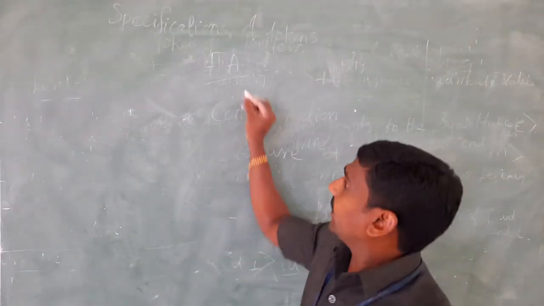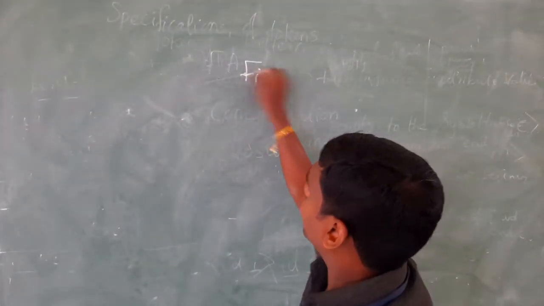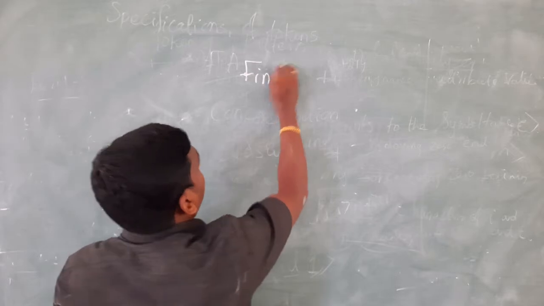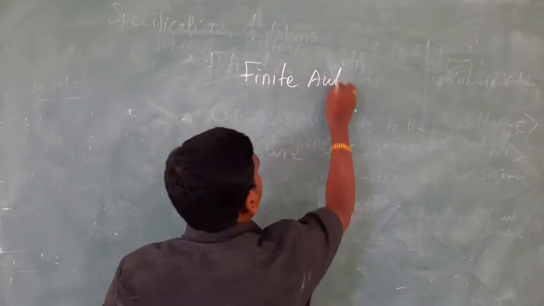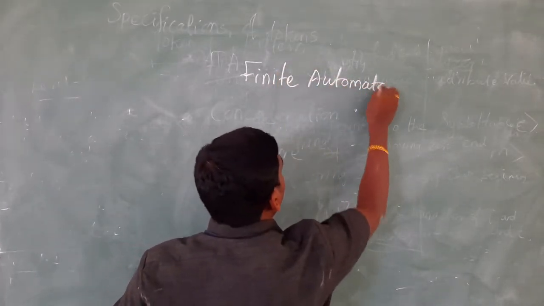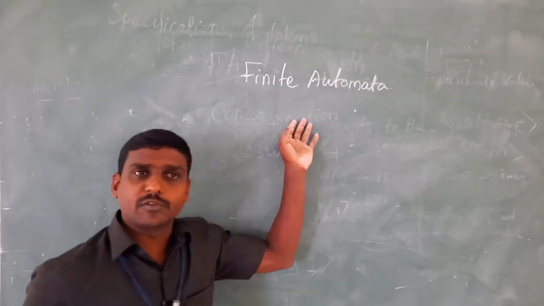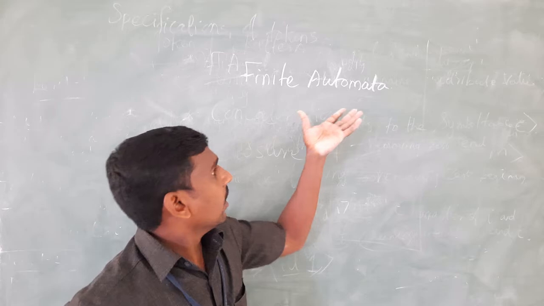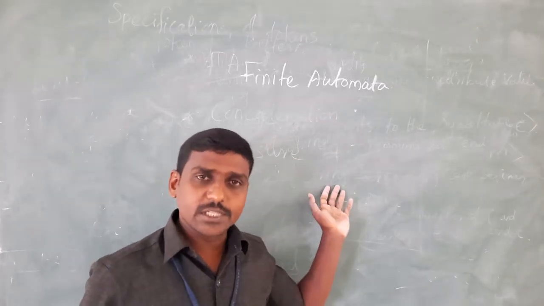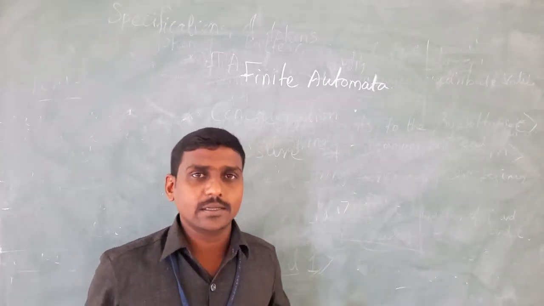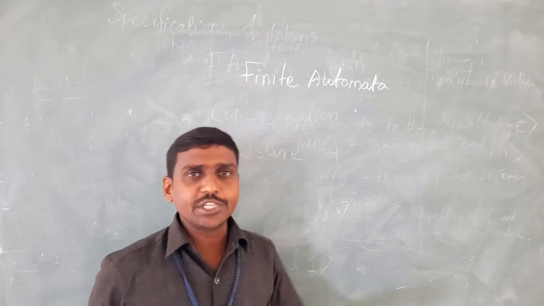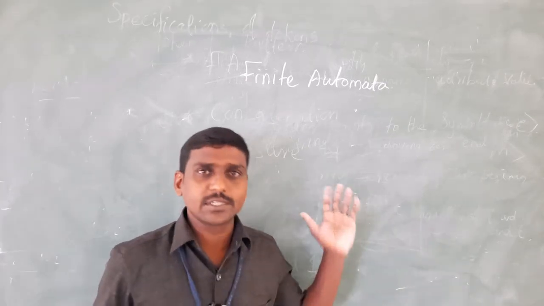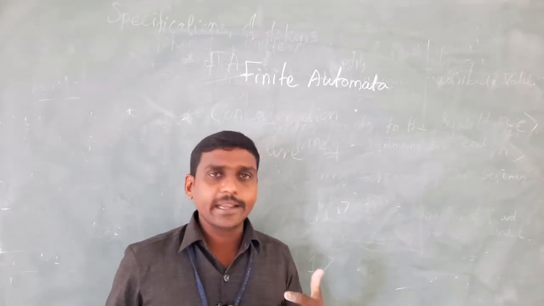Next one is finite automata. This also I taught you in theory of computation, but the reason they keep this in compiler design is that this concept is also necessary to create a parser. In the next unit I am going to teach you what a parser is. So this concept is also needed to create a parser.